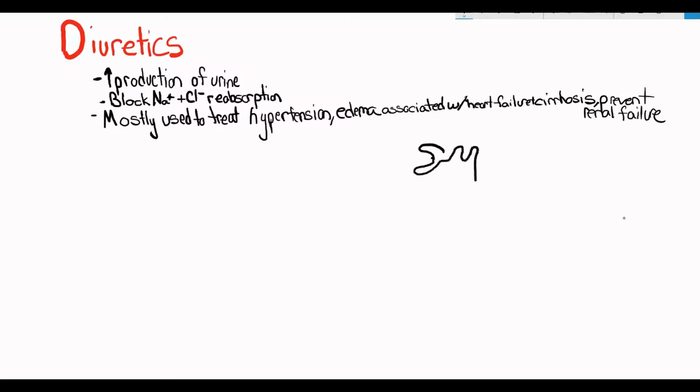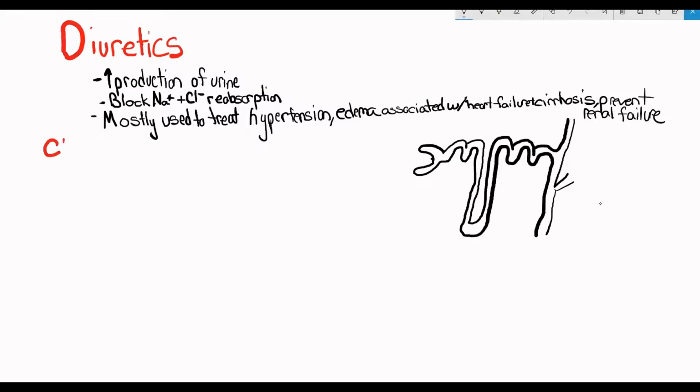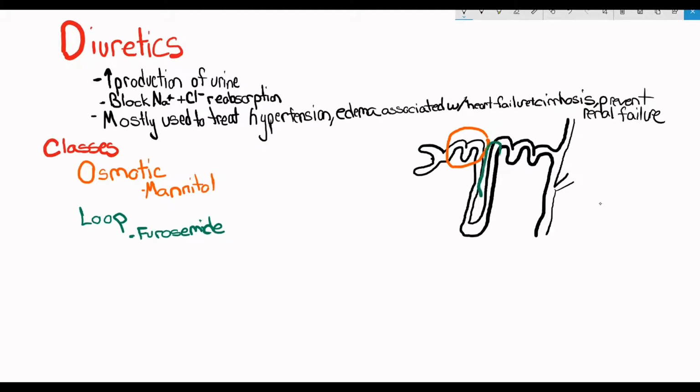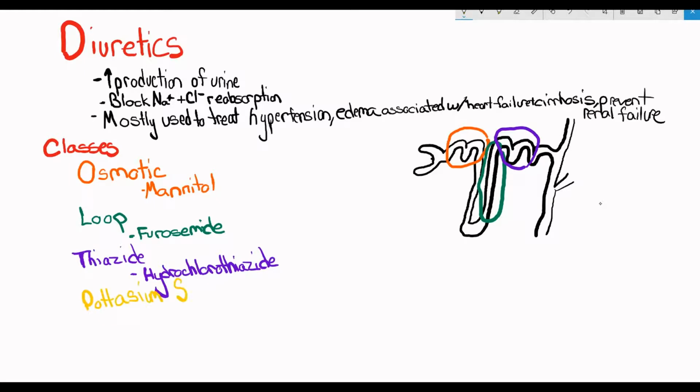There are 4 different classes of diuretics. Each affects a specific part of the nephron. The 4 different classes are osmotic, which includes mannitol, loop, includes furosemide, thiazides, include hydrochlorothiazide, and potassium-sparing diuretics. There are 2 types, aldosterone antagonists, like spironolactone, and non-aldosterone antagonists, like triamterene.